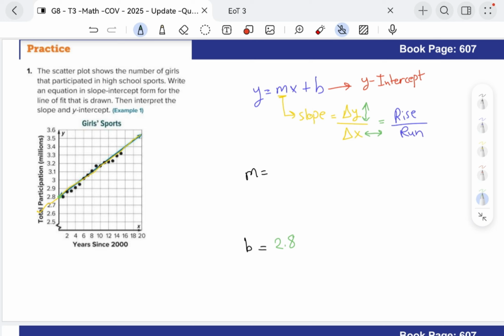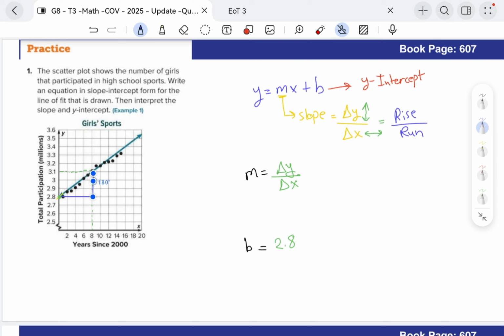Now to find the slope, we're going to find the change in y and divide it by the change in x. We're going to find the rise over run. To do that, I'm going to choose any 2 points on the line. I will choose the initial value, which is 2.8, with any other clear point. I'm going to choose this point at 8 with 3.1. Now connect between these points using a horizontal line and a vertical line.